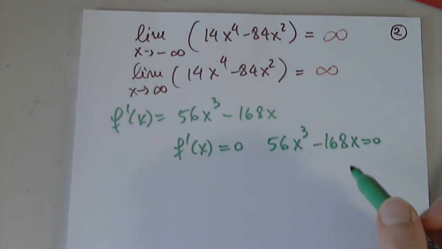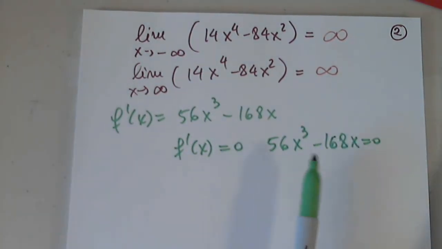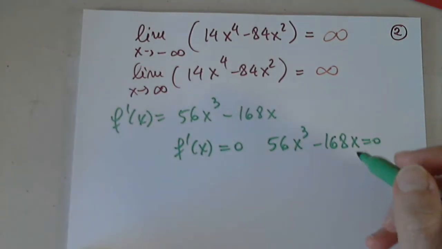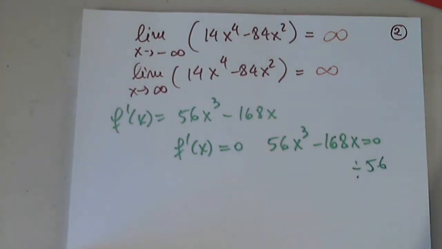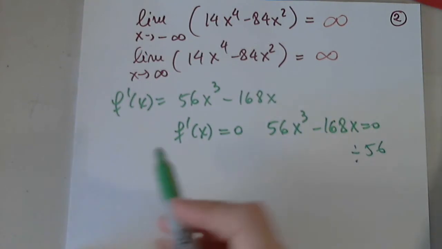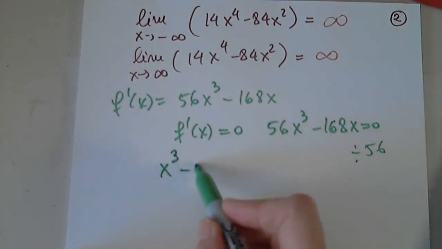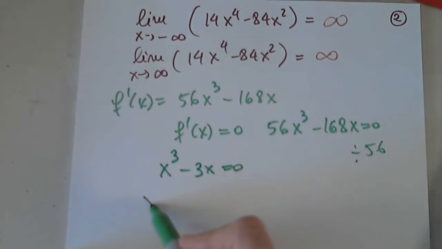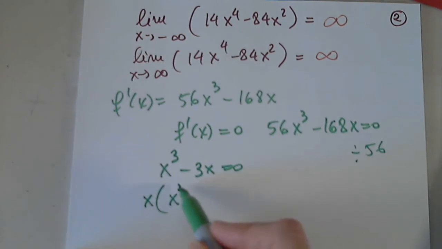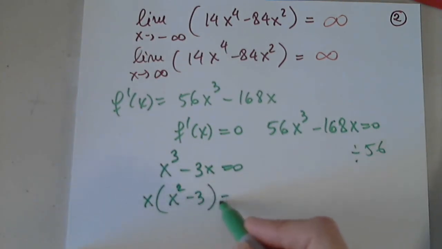Okay, so I would like to see, is this 3? Oh, look at that. 3 times 6, 18. And yep, I will definitely divide both sides by 56. I want it out of there. x cubed minus 3x equals 0. I factor out x. Although this is not that nice.